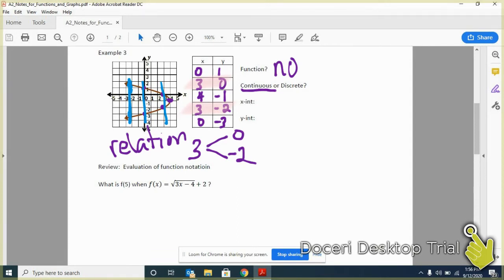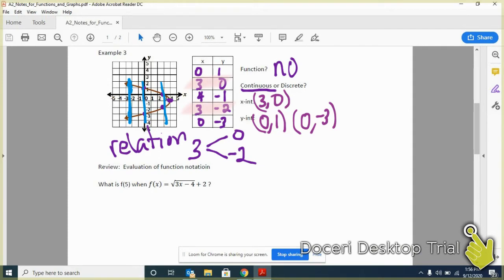My x-intercept, we're going to have 3, 0. And it looks like we're going to have, actually that's it, just 3, 0. My y-intercept looks like we're going to have 0, 1. And it looks like we're going to have 0, -3. Now notice, because there are 2 y-intercepts, that right there is kind of a telltale that says it's not going to be a function.